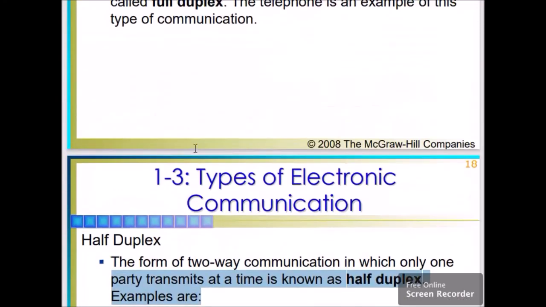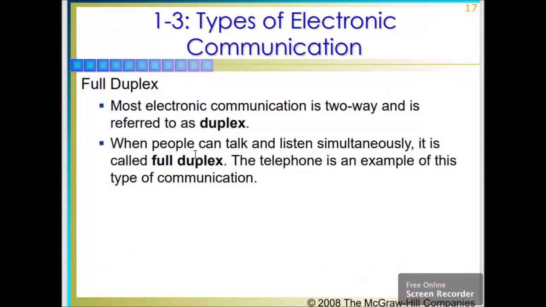Okay? So itong half duplex naman, kung yung isa lang at a time, this one, pwede kayong sabay. Okay? People can talk and listen simultaneously. Example, telephone. 'Di ba sa telephone, hindi mo naman hihintayin matapos muna siya bago ikaw naman. 'Di ba? Pwede kayong magsabay mag-usap. So, in that way, or in that form of communication, pwede kayong sabay mag-usap at makinig, that is called full duplex, or simply duplex lang.